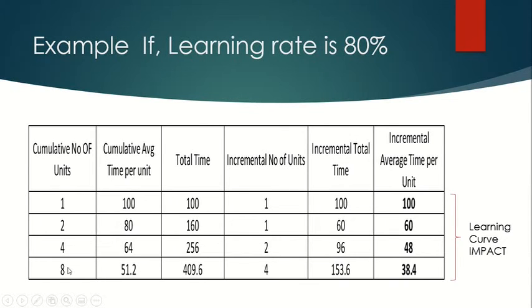If you are producing 8 units, our time will be 51 minutes because of the learning curve theory. So here this is the average time now. If we compute the total time, in this column per unit 100 into 1, total time will be 100. Average time per unit 80, we are producing 2, so total time will be 160. 80 into 2, 64 into 4, 256. Here 51.2 into 8, here you can see 409.6. So this is your total time.